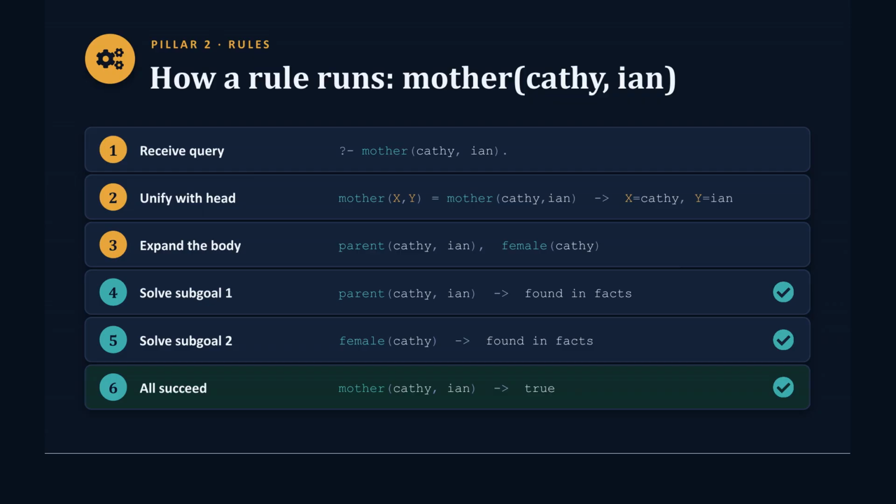Let us watch a rule actually run. We ask, is Cathy the mother of Ian? Prolog first unifies the query with the rule head, binding X to Cathy and Y to Ian. It then replaces the goal with the rule body, giving two subgoals, parent of Cathy, Ian, and female of Cathy. It solves the first subgoal by finding a matching fact, then the second the same way. Both succeed, so the original goal succeeds and Prolog answers true. This pattern, match the head, expand the body, solve each subgoal, is the heartbeat of every Prolog computation.